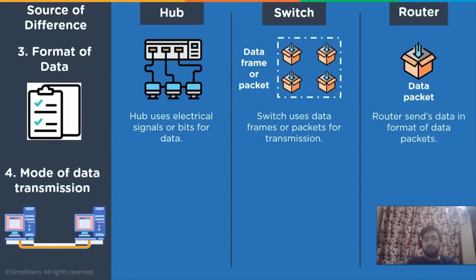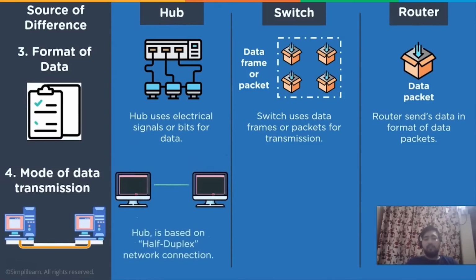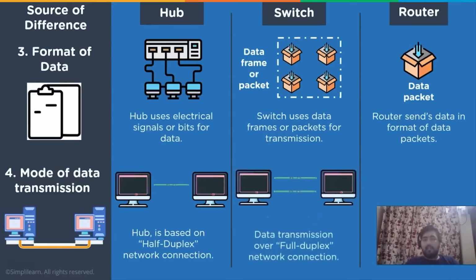And the next difference is based on the mode of transmission. A hub is based on a half duplex network connection. That means at a certain point of time, only a single device can share or receive data from the other endpoint of the network channel. And a switch uses a full duplex network connection. That means it can simultaneously receive and send a data packet or a data frame to any of the network devices connected in the system.